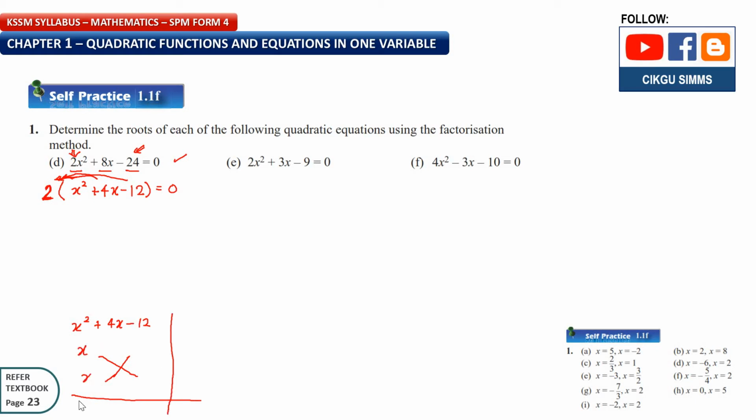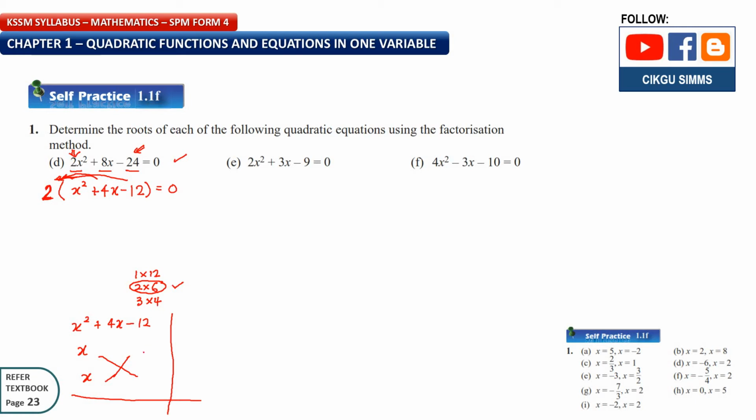Okay, x times x is x squared. And then for this one we have 1 times 12, 2 times 6, 3 times 4. So which one will give you 4? It's this one, 6 minus 2. You can simply use any sign, plus, minus, it doesn't matter. So only this will give you 4. That means 6 minus 2, you get positive 4, right?